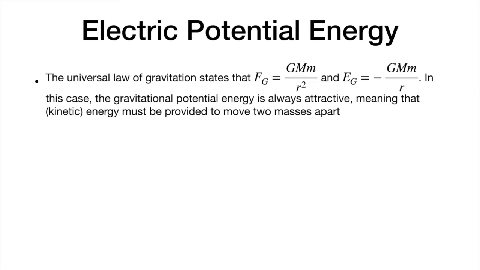We talked about Newton's universal law of gravitation, which is given there, right? The force due to gravity is G m m over r squared, at least that's the magnitude. And the gravitational potential energy in general is negative G m m over r. Again, that negative sign in there is there to remind us that gravitational potential energy is always attractive. So if we actually want to separate two masses, then we have to provide energy to them, to one of them anyway, which is usually in the form of some kind of kinetic energy.